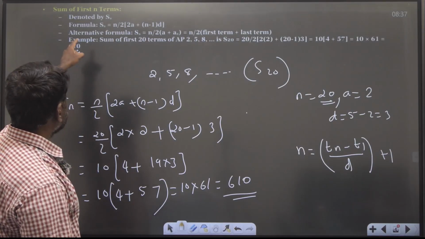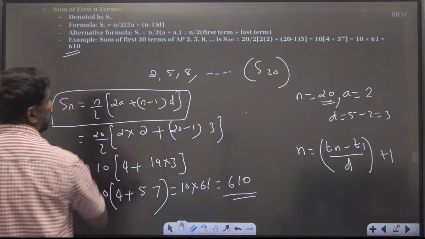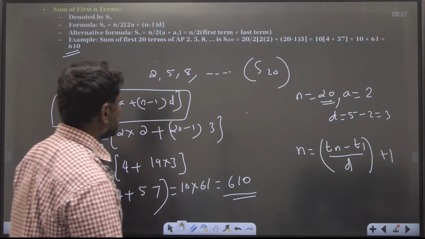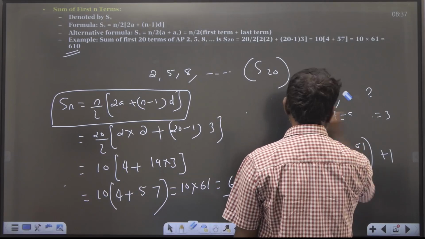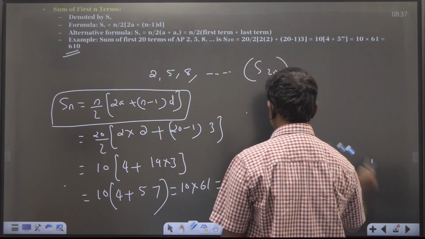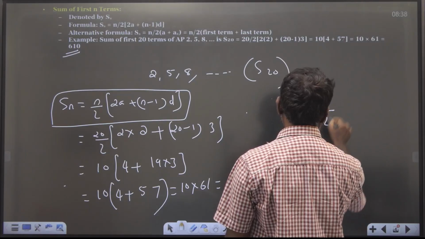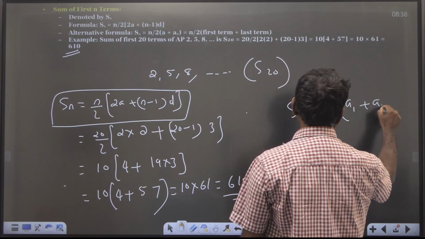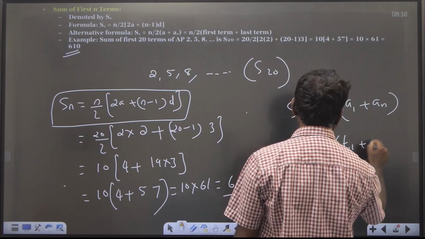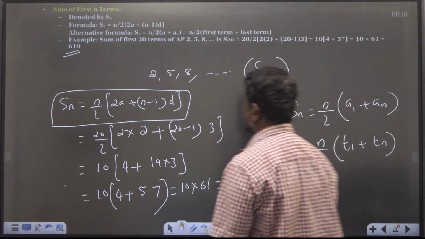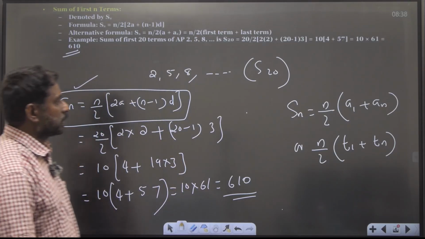Then the formula for finding the sum of n terms. Mainly there are two formulas. What was the first formula? First formula, if the last term is known, Sn is equal to n by 2 into A1 plus An, or n by 2 into T1 plus Tn also, no problem, it is only symbols. This is the second formula for finding Sn.